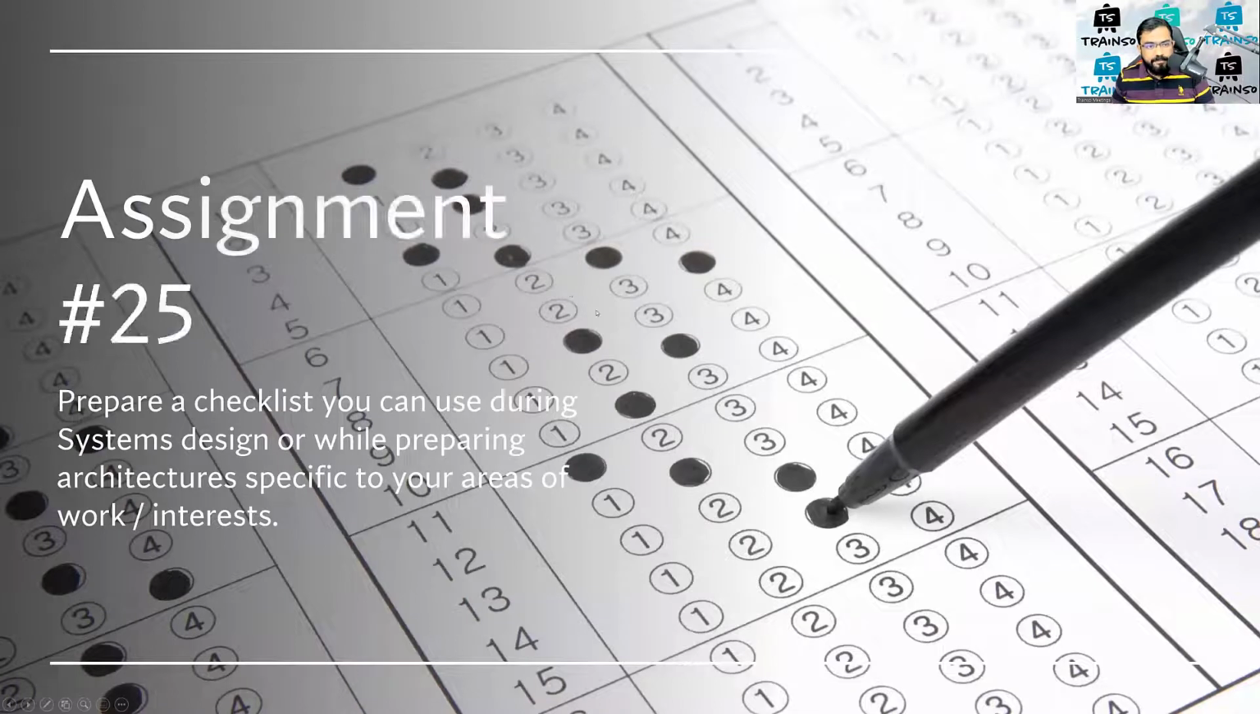Assignment number 25. You can prepare a checklist you can use during systems design or while preparing architecture specific to your areas of work or interest. And this assignment you have to do after doing all of the other assignments. Maybe you can skip the coding assignments if you are not a developer, but do all of the non-coding ones. And then everybody should have a checklist of their own, and then improve upon it. It can really help whenever you are having a similar problem at work or in an interview, and then come forward and present it to our study group.